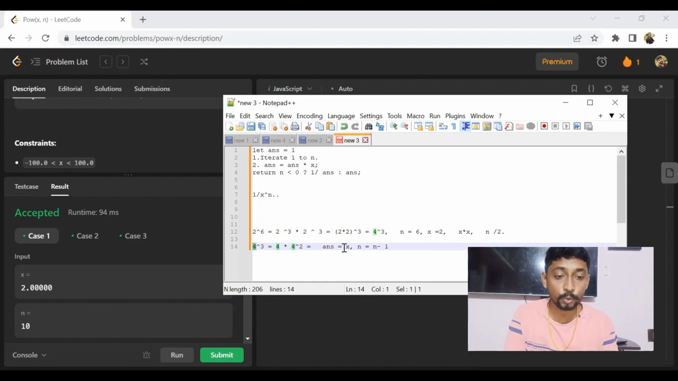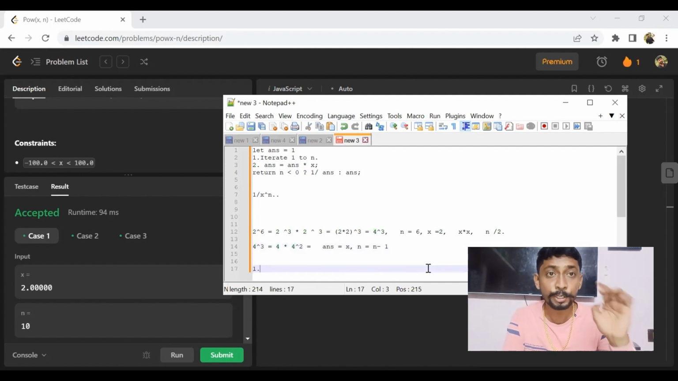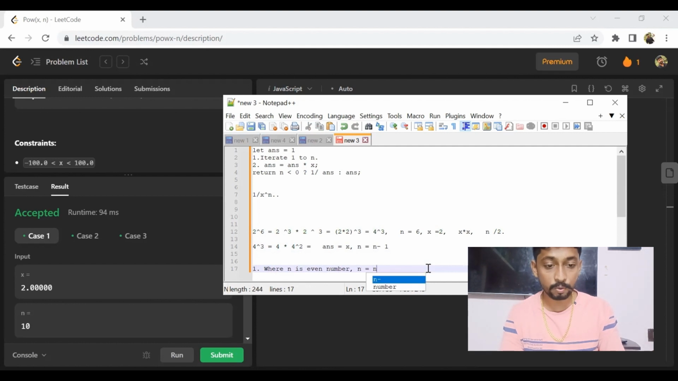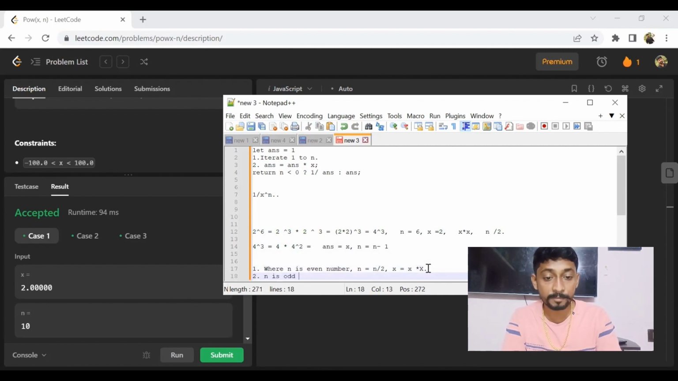So I got two intuitions. Where n is an even number, simply set n equal to n divided by 2, as well as x equal to x into x. What if n is an odd number? If n is odd, n becomes n minus 1, and I multiply the answer by x, so answer equals answer into x. This is very simple. Using these two intuitions, I'm going to solve this problem in an optimized way.